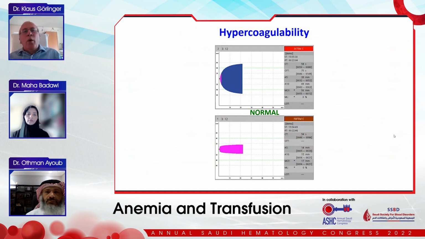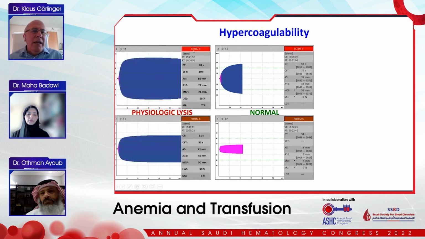And more, we also have to look at the other side of the coin, how it looks when there is a hypercoagulability. This is again the normal TEMogram with EXTEM and FIBTEM. And what we see here is a severe hypercoagulability. You see clot firmness in EXTEM. MCF is even 78, and in FIBTEM it's 50.